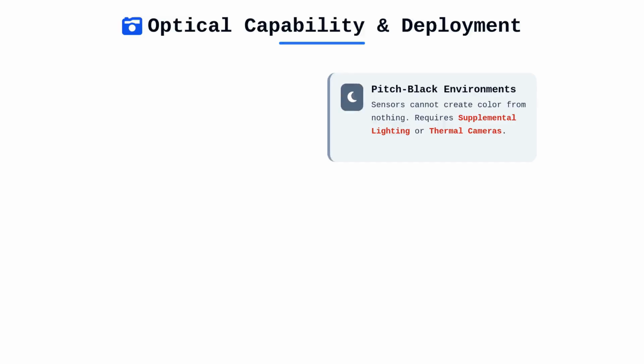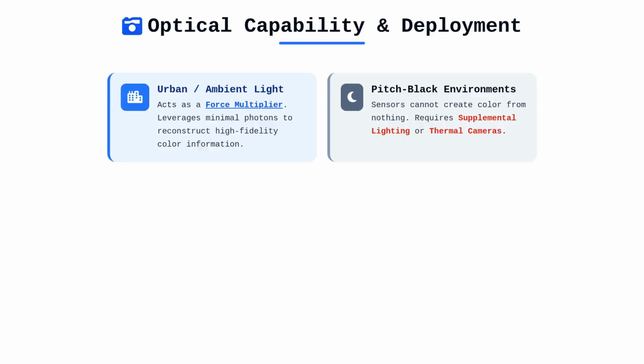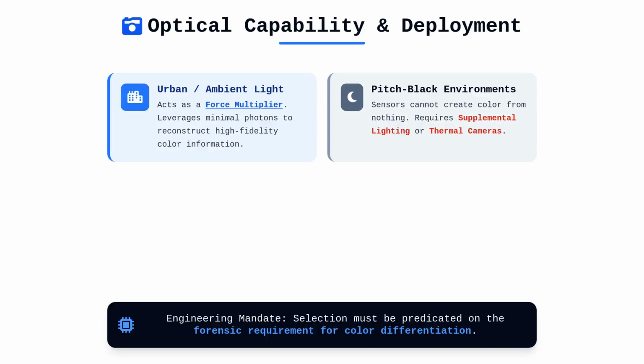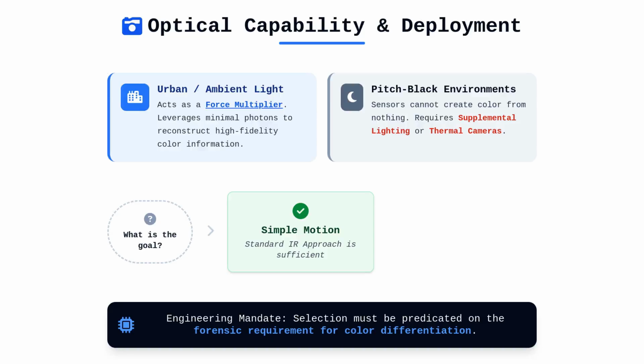However, in urban settings or areas with street lighting, the technology acts as a force multiplier for the existing visual environment. When selecting a camera, the decision to opt for this feature should always be predicated on the forensic requirement for color differentiation. If the goal is simply to verify that something triggered a motion event in total darkness, a standard IR approach might suffice. But for identification, the color fidelity offered by this technology is the superior engineering choice.